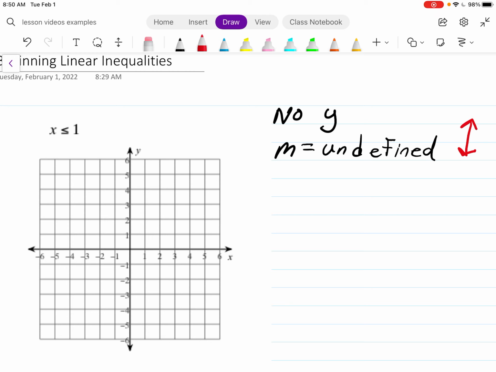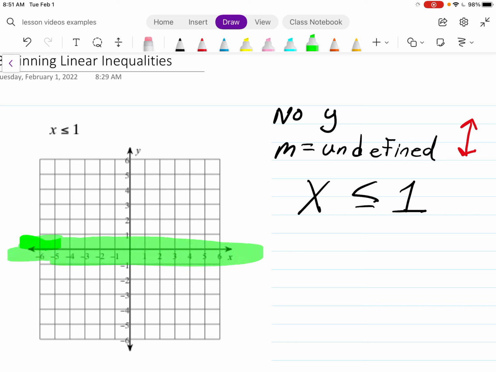A slope is determined by how much the line goes up and down as it goes left to right, the rise over the run. But in this case, since there is no y, you're not going to be using the y-intercept. You just have x is less than or equal to 1. Meaning we are going to use the x-axis in this problem because there is no y. We're going to mark our first point at 1 on the x-axis, and then we are going to draw our solid line because, again, it's equal to on our coordinate plane.